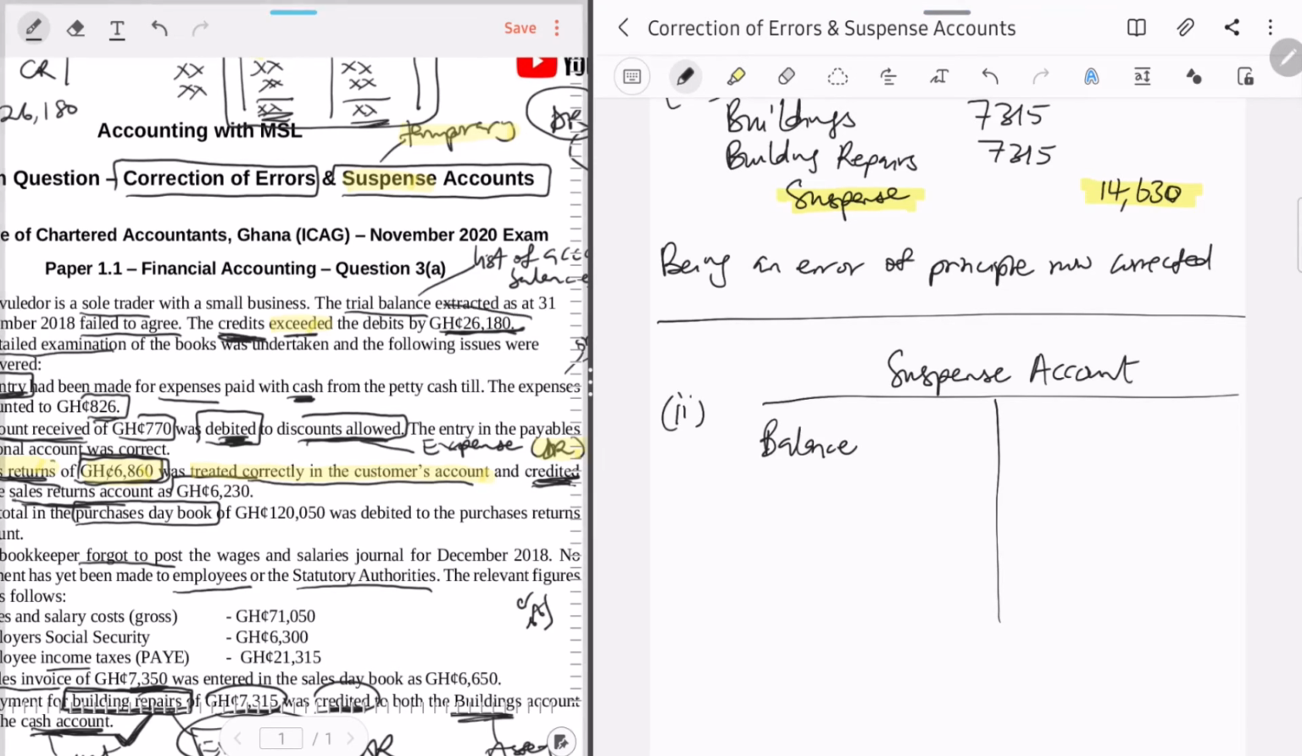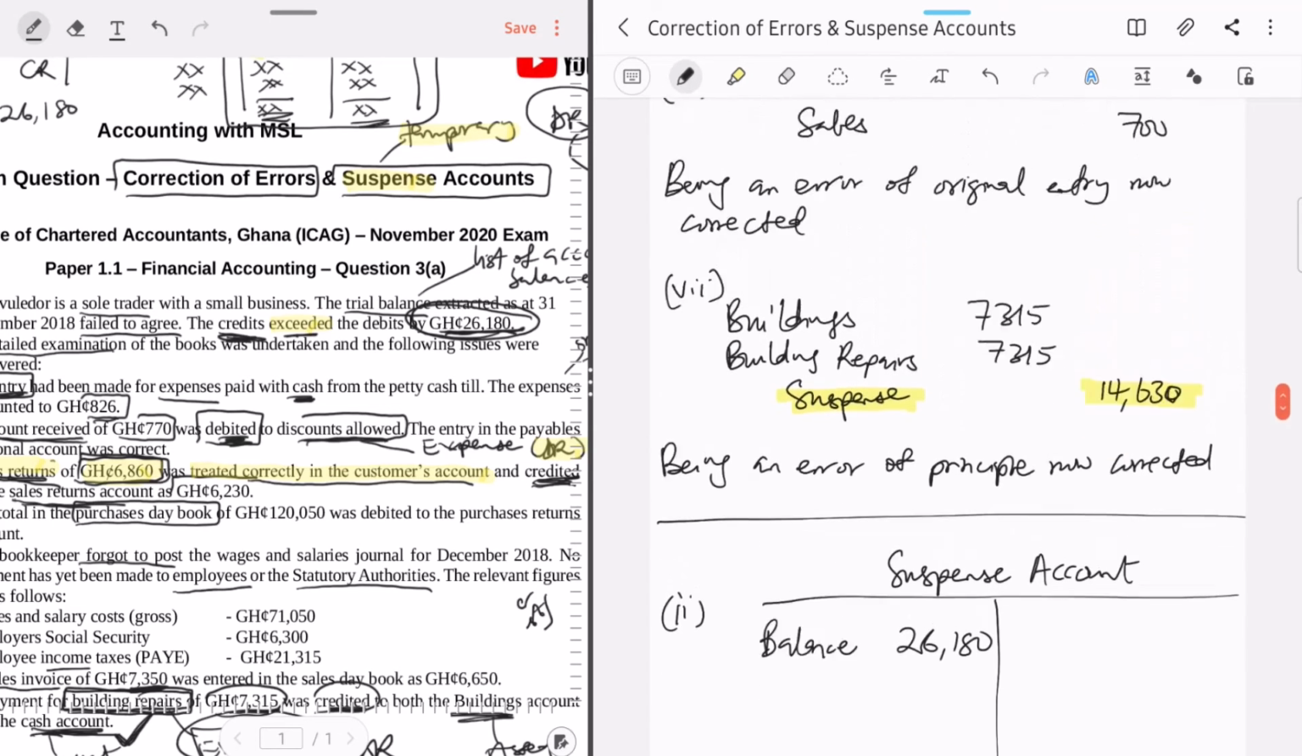The balance they gave us here, remember, 26,180 will go to the debit side. Because why? The credit side has more. The credit side exceeds the debit. So your first place to try to solve this problem is to put the difference on the debit side. That's the first action. So you put the balance on the opposite side that has the shortage.